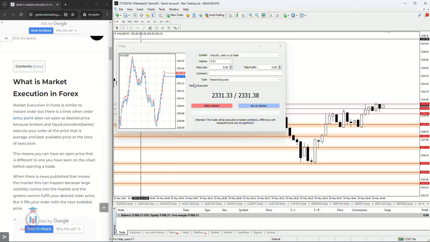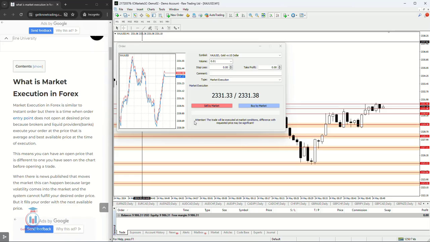Now, in this case, what you can see is that there is a message that the broker tells you: attention, the trade will be executed at market conditions. Difference with the requested price may be significant. Now, this message is a way how the broker protects himself from the problems that can arise.